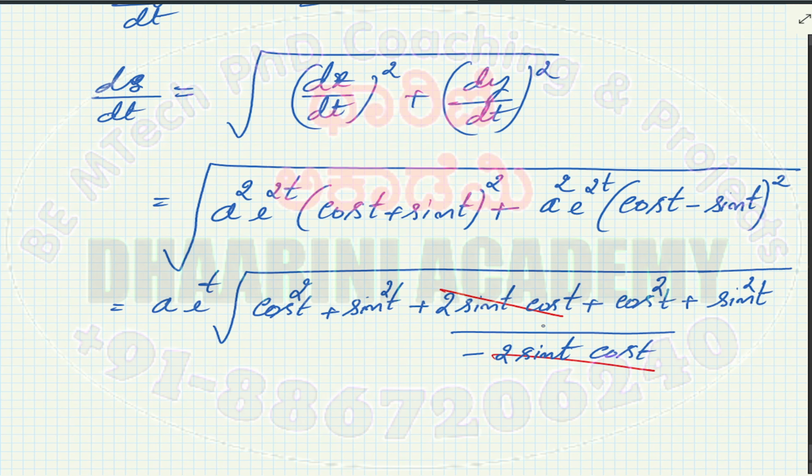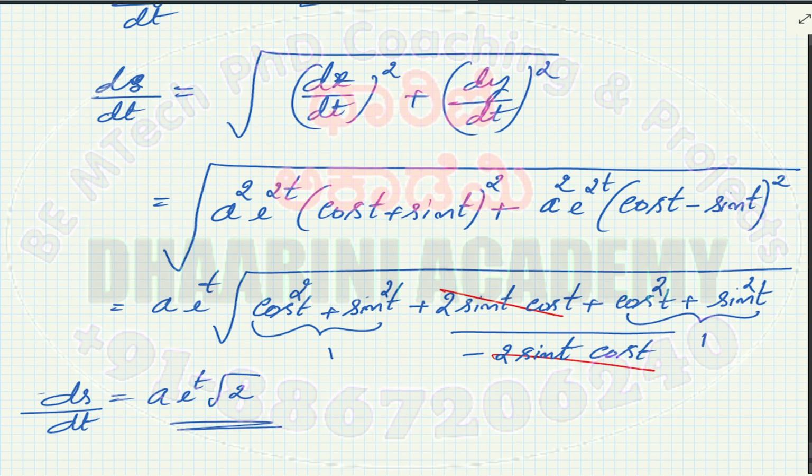Okay, fine. Now I can see that cos square t plus sine square t is 1. What is the second term? That's also 1. So 1 plus 1 is 2. So my answer is nothing but, that is ds by dt is a into e to the t into square root of 2.